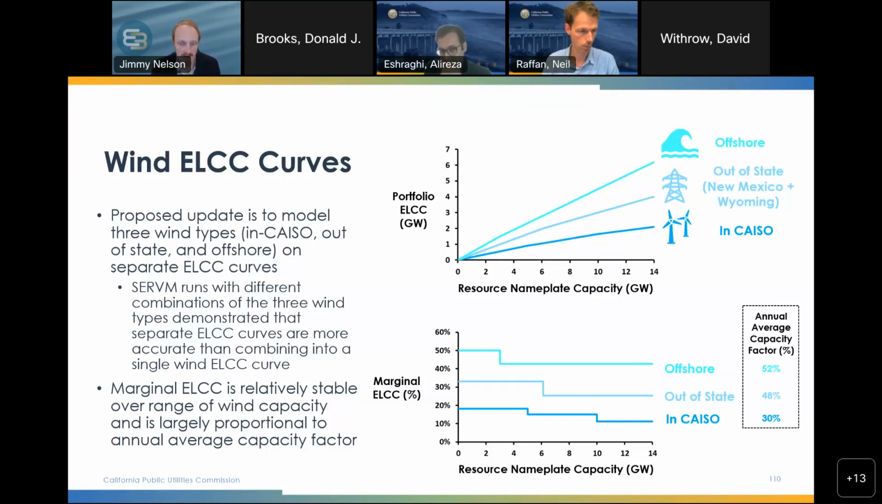So these are the resultant curves, and you can see they're relatively linear. They do drop off. You can see the marginal ELCC on the bottom right, which is really just the slope of the top curves. So they have a few little steps in them representing different ELCC simulations, but in general, they're flat and slowly declining on a marginal basis. And maybe unsurprisingly, they're mostly consistent with the annual average capacity factor for these resources, albeit the marginal ELCC is a little bit lower than the annual average capacity factor. Next slide.